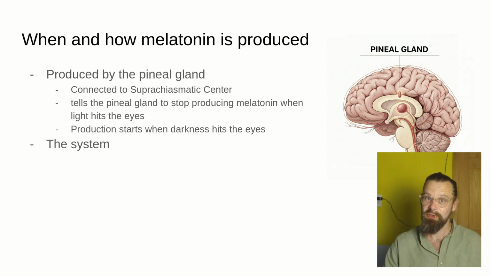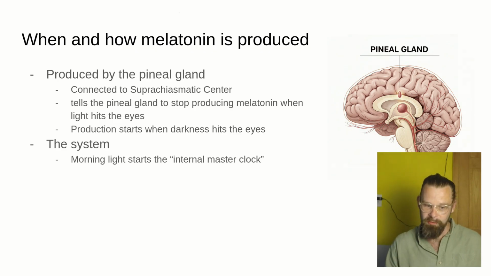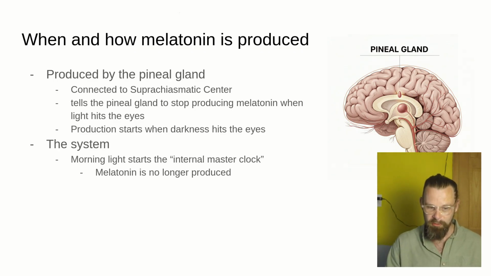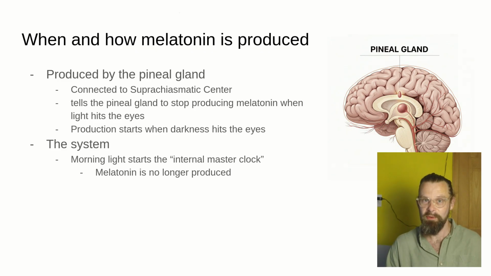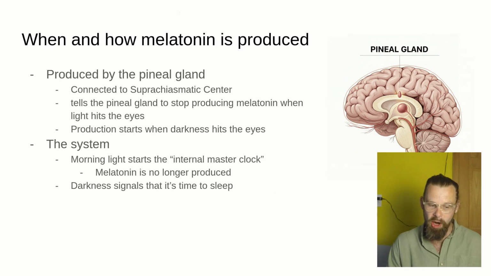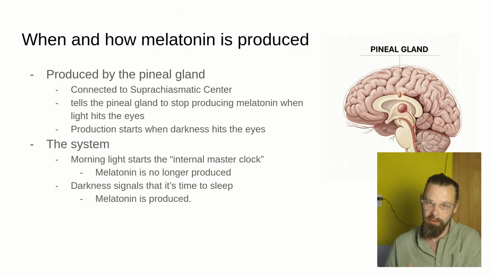Now let's discuss the system here. Morning light resets the internal master clock, which is the suprachiasmatic center. That's important because when it resets, that pretty much stops the production of melatonin, like a hard reset, and then throughout the day there's some build-up, leading to a surge right before bedtime. Also, darkness signals that night is coming and it's time to go to sleep, and this is when the production of melatonin starts and ramps up right before bed.